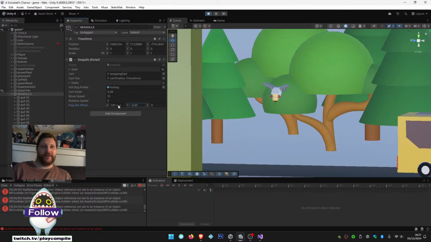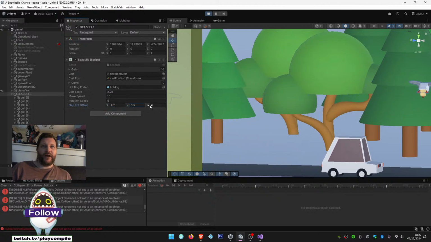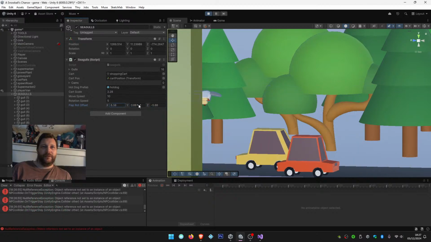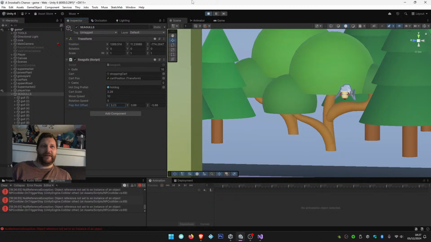That might be the axis that it doesn't... Why is this not working? I guess that doesn't work. I think it's because rotate the player is like a special function.